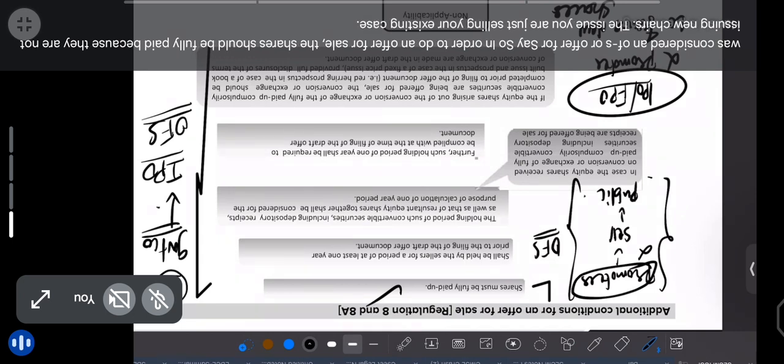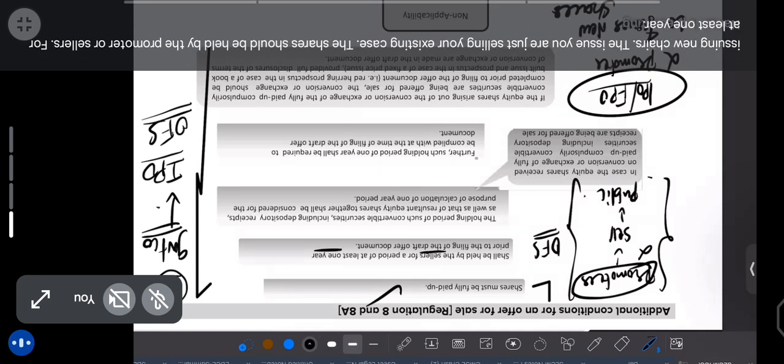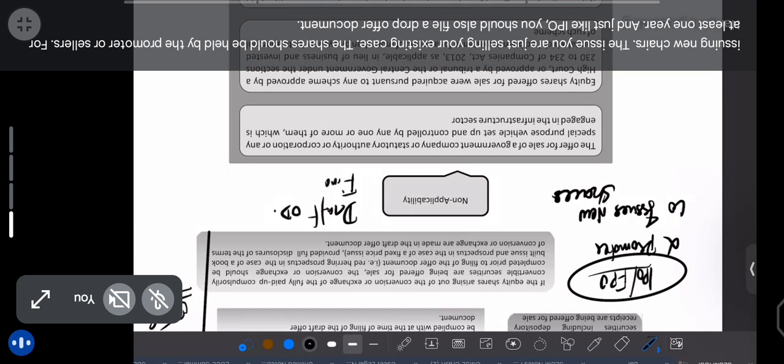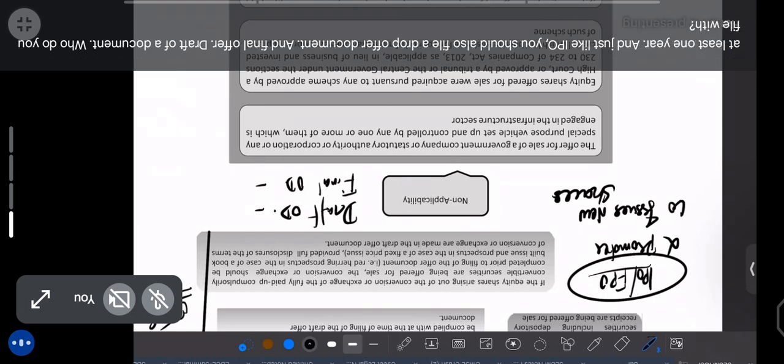The shares should be held by the promoter or sellers for at least 1 year. And just like an IPO, you should also file a draft offer document and final offer document. Draft offer document, who do you file with? Do you recollect? Final, you file with SEBI, ROC, and Stock Exchange.